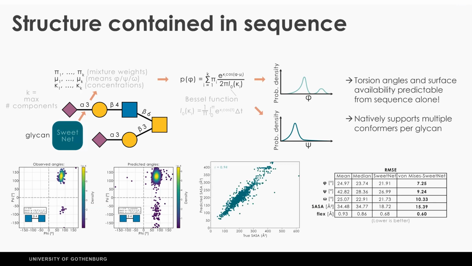I should also mention that we can do very similar things for predicting the surface area. Here you see a correlation of the true surface area of each monosaccharide, and on the y-axis then the predicted solvent accessible surface area of each monosaccharide, and it's a great correlation. So it's really something that is very contained in the sequence, where of course this is now sort of like a weighted surface area across conformers.